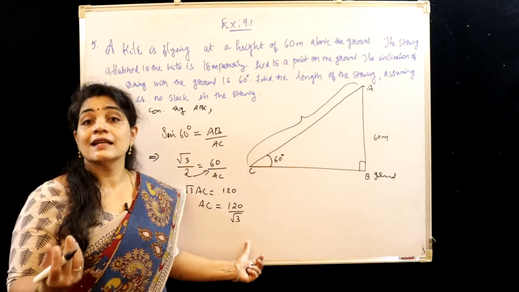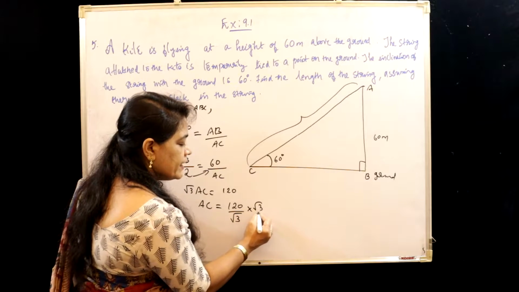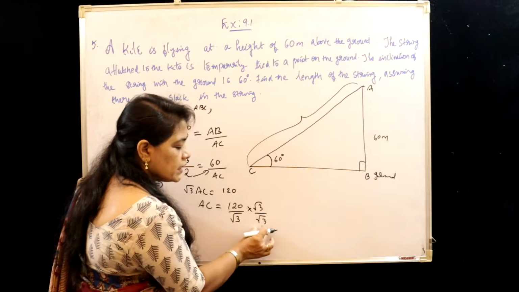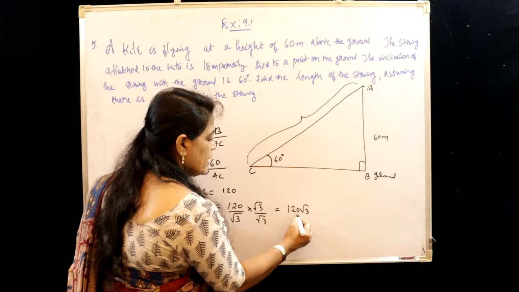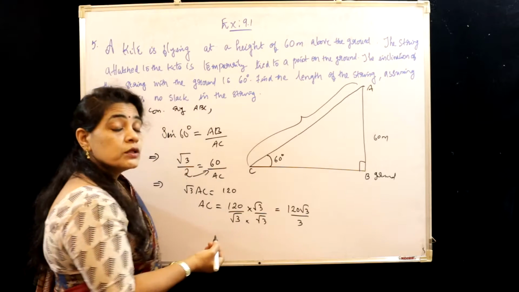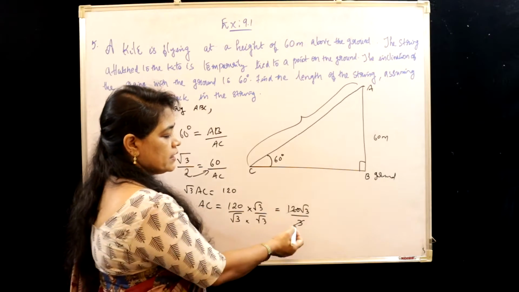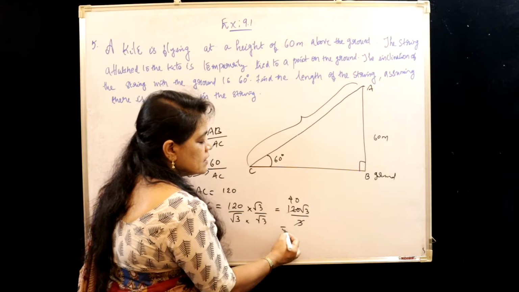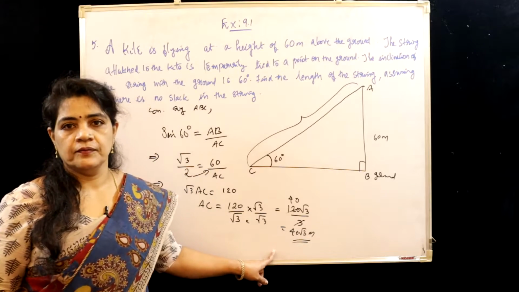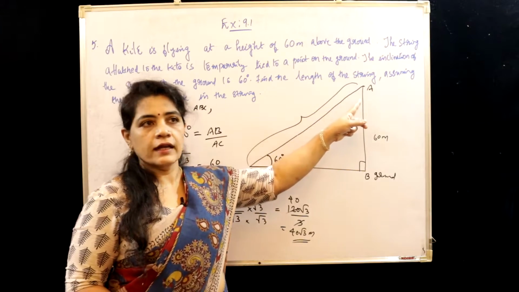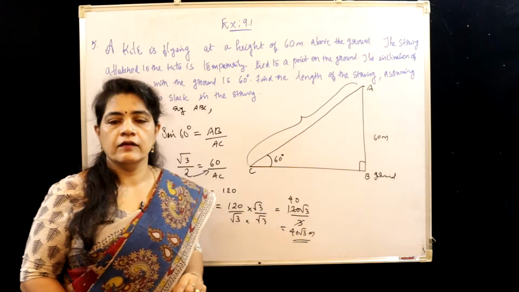Since the denominator is an irrational number, we have to rationalize by multiplying with root 3 and dividing with root 3. Now root 3 into root 3 is 3, and you will have 120 root 3 divided by 3. The 3 in 120 gets cancelled: 3 in 12, 4 times, and 0. That is 40 root 3 meters. This is the length of the string which is attached to the ground, when the kite is 60 meters above the ground level.